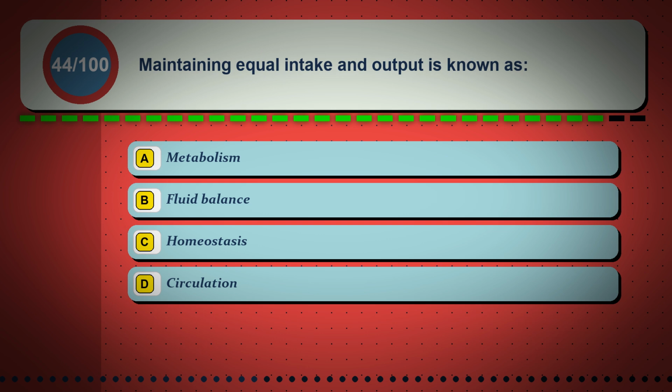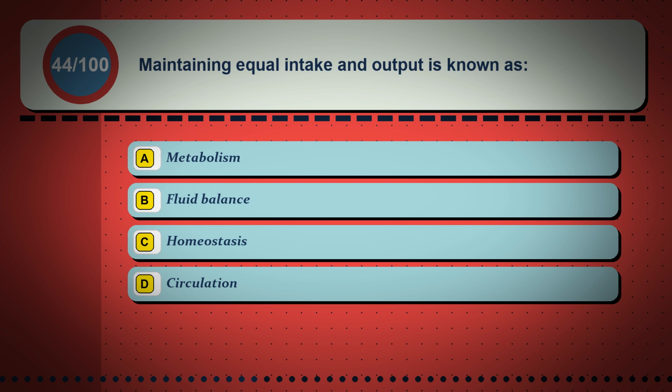Question 44. Maintaining equal intake and output is known as: Option A, metabolism. Option B, fluid balance. Option C, homeostasis. Option D, circulation.